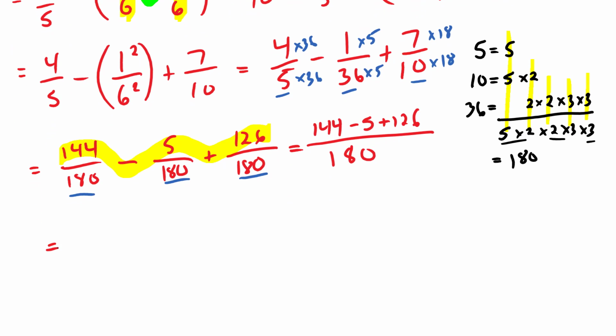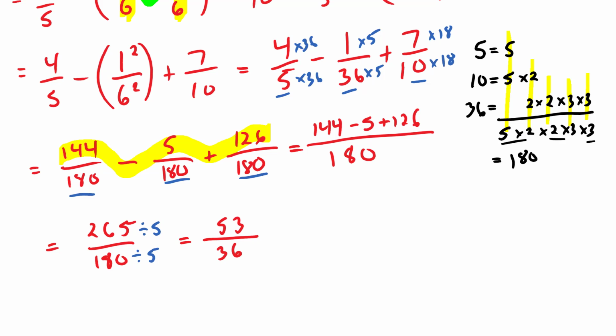We then combine those. 144 minus 5 is 139, plus 126 is 265 over 180. This is an improper fraction. Let's convert it to a mixed number. Can we simplify it first? Yes, we can. I can see we can pull a 5 out of the top and the bottom. When I take 5 out of 180, I get 36. 265 divided by 5 is going to be 53.